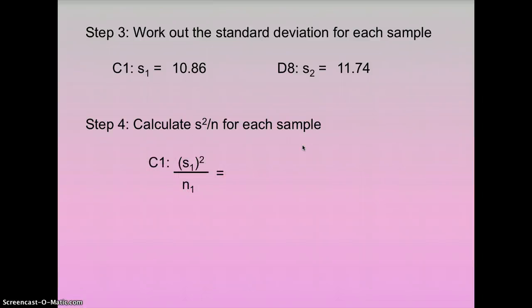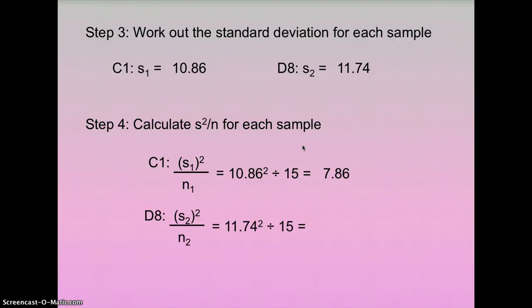So for the first class, we take 10.86 squared and divide by the number of students that we sampled, which was 15, giving us a value of 7.86. For the second class, we do the same thing. We square the standard deviation value, which was 11.74, and we divide by the number of students that were sampled, which was 15, giving us 9.19.